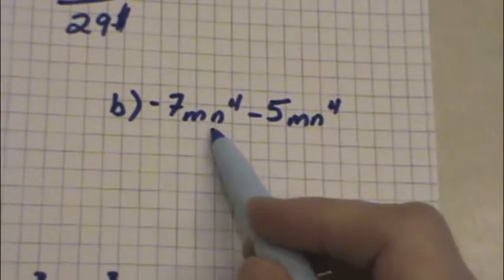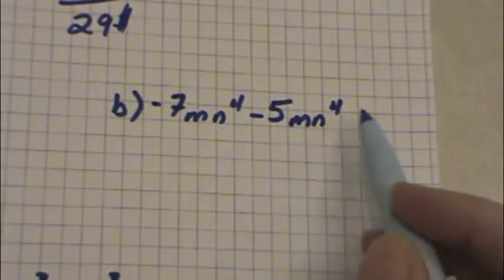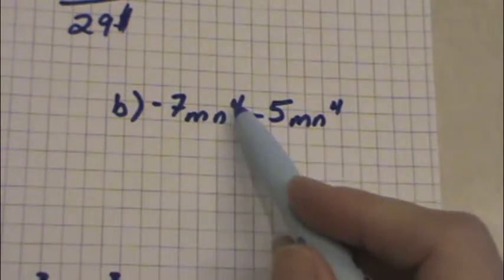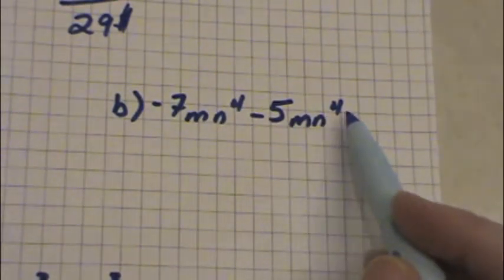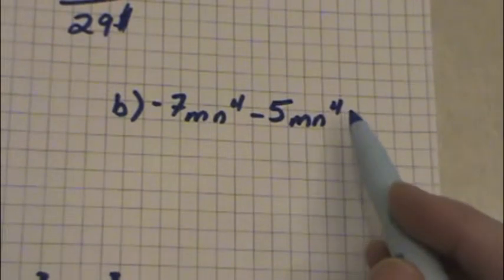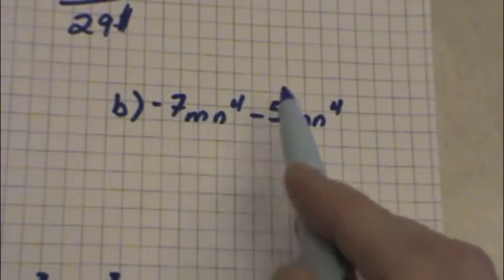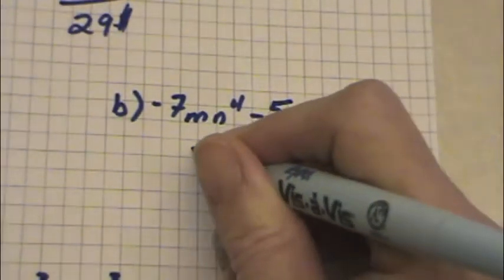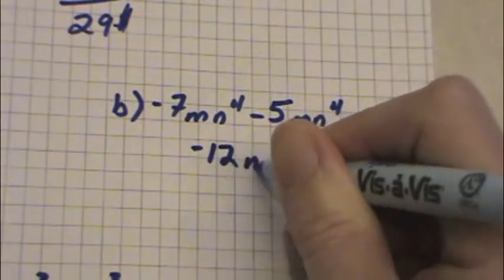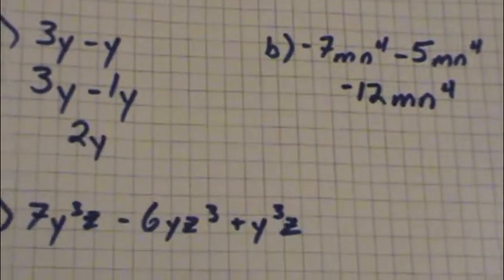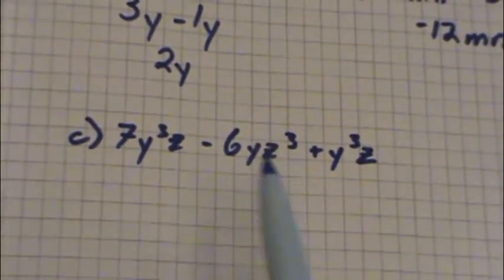Negative 7mn to the 4th minus 5mn to the 4th. What are our variables? mn to the 4th on this side, mn to the 4th on this side. Are those like terms? Yes, they are. So we can combine this. Negative 7 plus negative 5 is going to give us negative 12mn to the 4th. Simplified. Done.